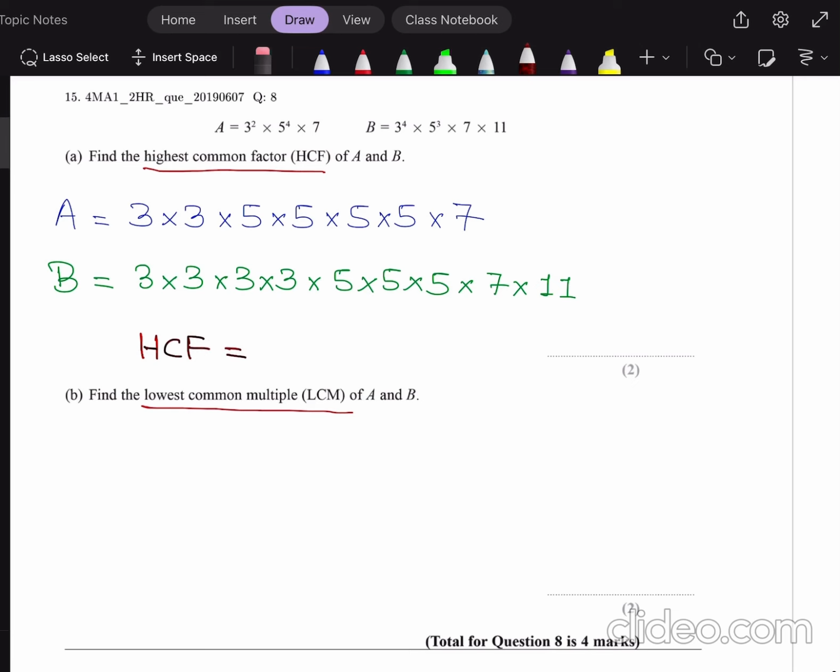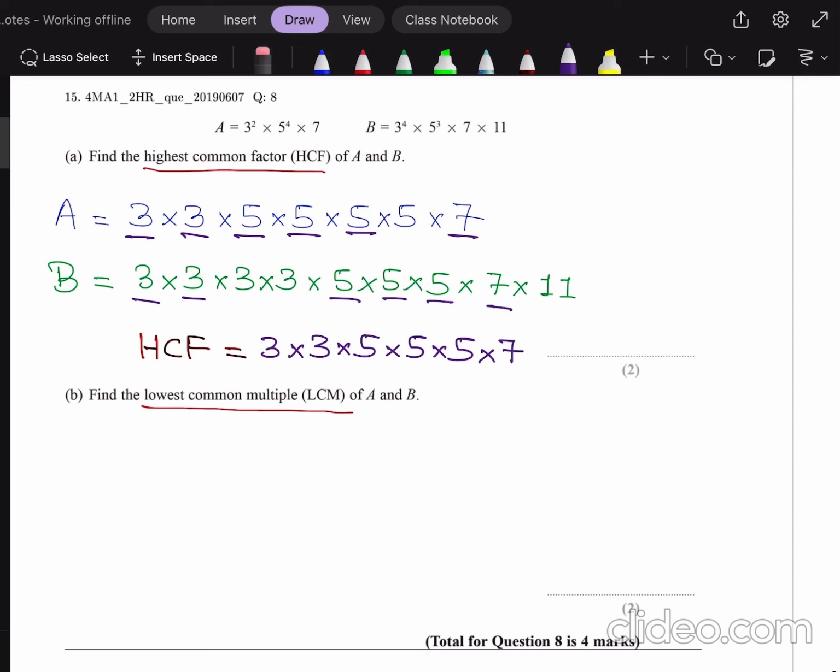The basic concept of HCF is that HCF means the product of common factors only. So we just need to identify the common factors. I can see this 3 is common in both of them, and this 3 is common in both of them. So I can write 3 times 3. Then we move toward 5. 5 is common, so I will write times 5. Then again the next 5 is common, so times 5. Then one more 5 is common, so times 5. And then 7 is common in both of them. So I have simply selected the common factors of both the numbers A and B. That's how I get the highest common factor.